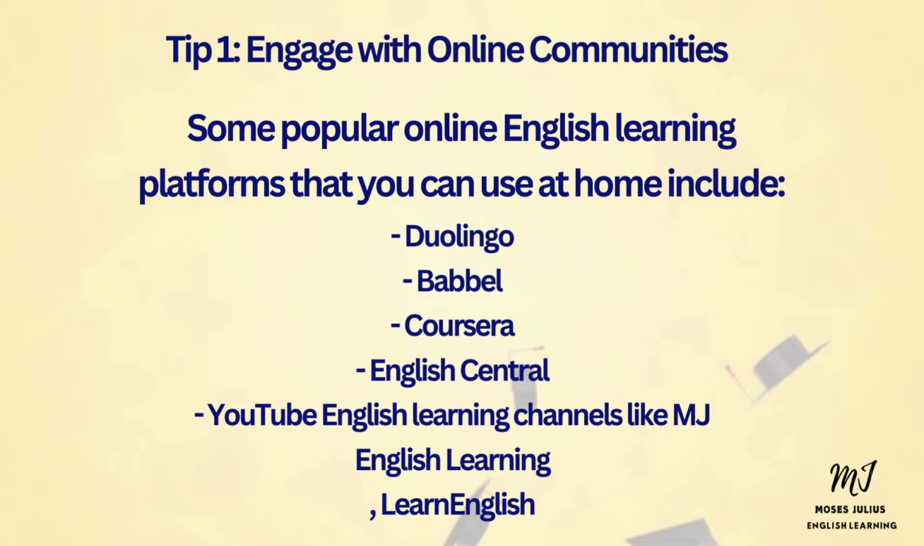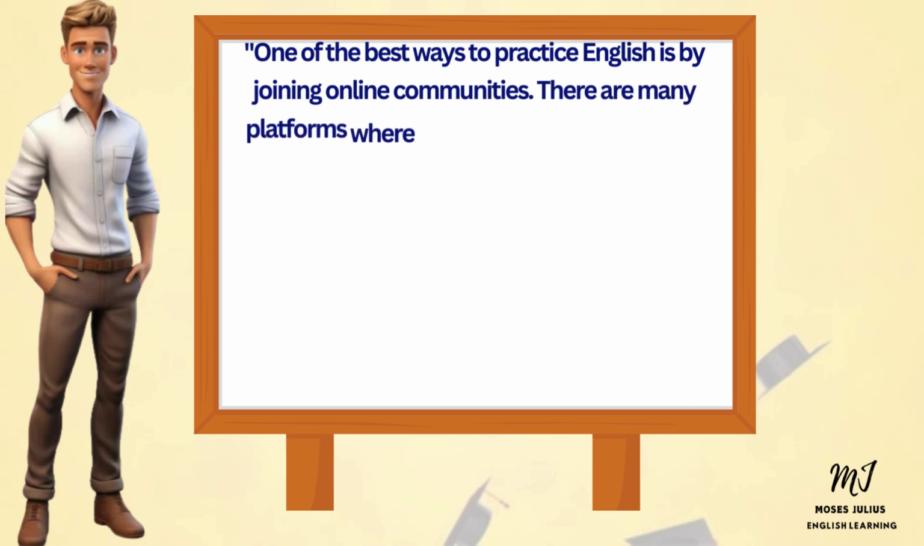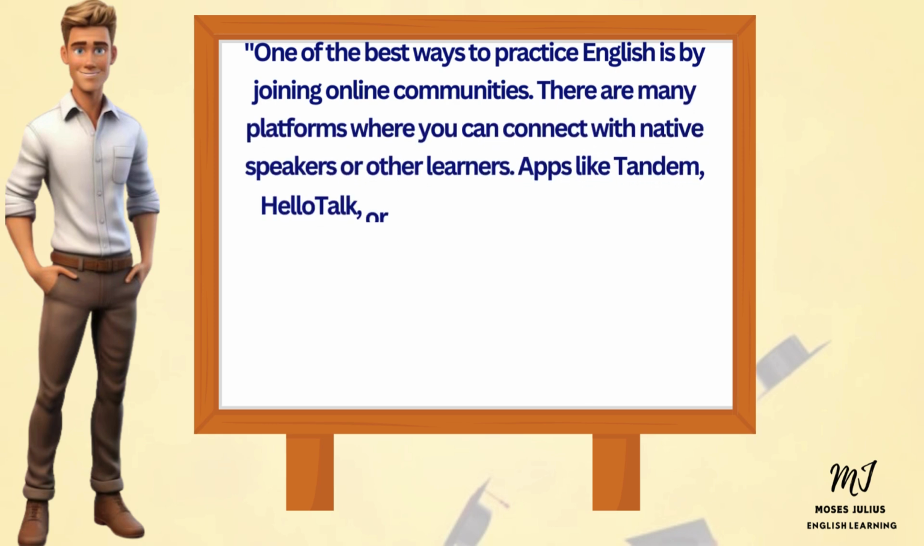Tip 1. Engage with online communities. Some popular online English learning platforms that you can use at home include Duolingo, Babbel, Coursera, English Central, and YouTube English learning channels like MJ English Learning. One of the best ways to practice English is by joining online communities.